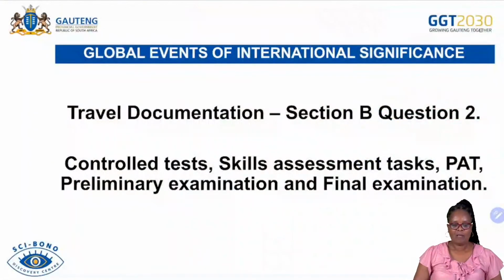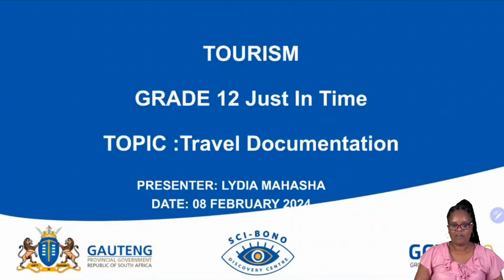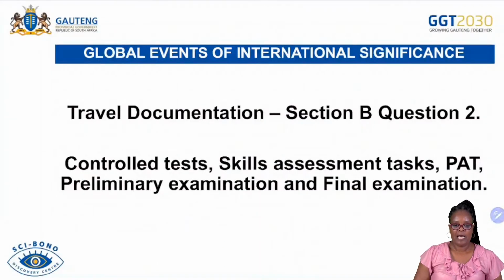Today's lesson is about travel documentation. You'll find this topic in section B, question 2 of your final examination paper, and in the prelim paper also. Also, you have to know that during your control test, when you write the skills assessment task, and even your PET, you will come across this topic, the travel documentation.